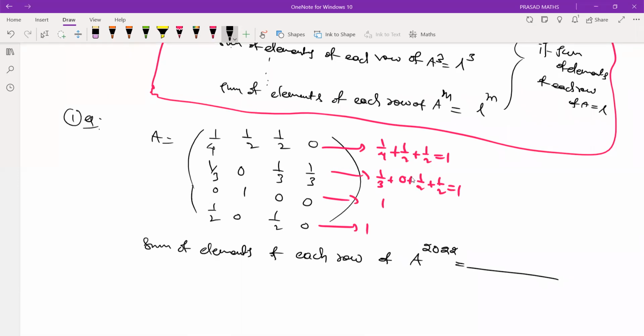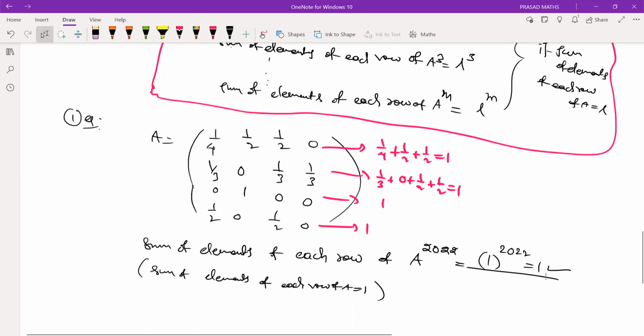Understand? What you observe: sum of elements of each row of A is 1. So what is the formula? 1 power 2022. That means 1 each. Is it clear? First row sum 1 by 2, 1 by 4, 1 by 4, 0. You can take the replacement 0, that's it, or you can replace anything.